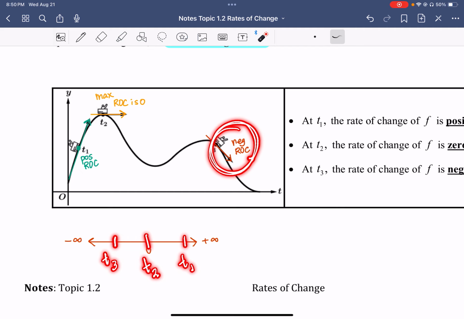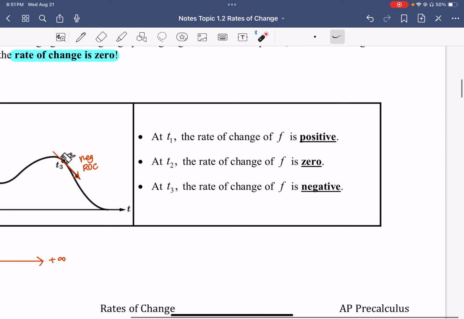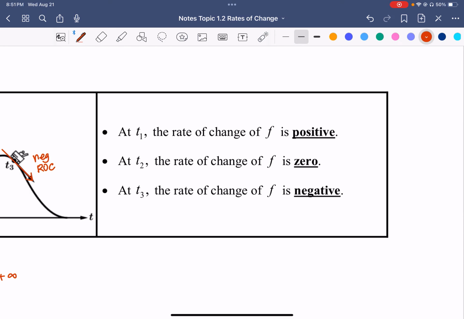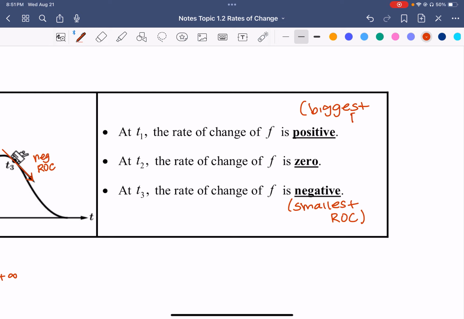So a lot of kids think that 0 is the smallest just because it's 0. That's not true. You're thinking numerically on a number line, which number is the smallest? That means that a negative number would be smaller than 0. So off to the side here, I'm just going to write that t sub 3 had the smallest rate of change because it is a negative number. Okay? And then the biggest rate of change would be the positive one. So that means that the 0 is right in the middle.